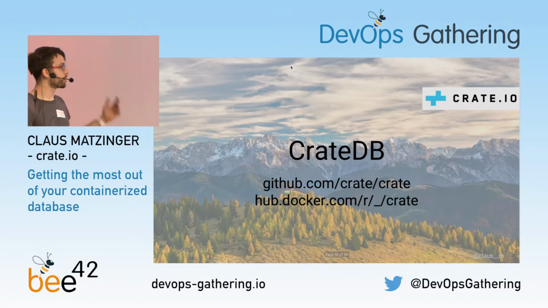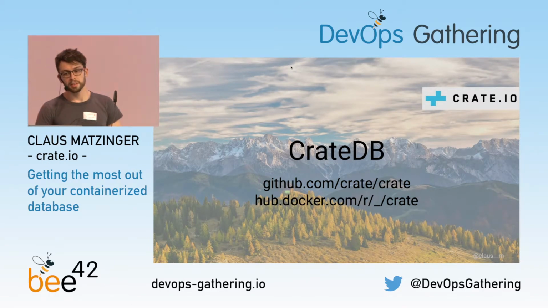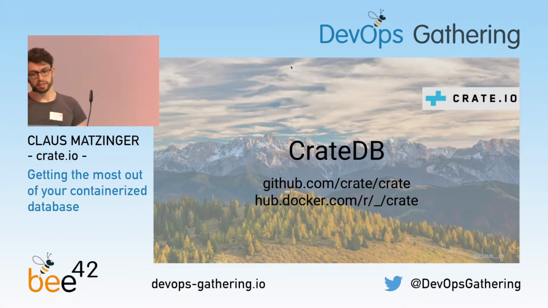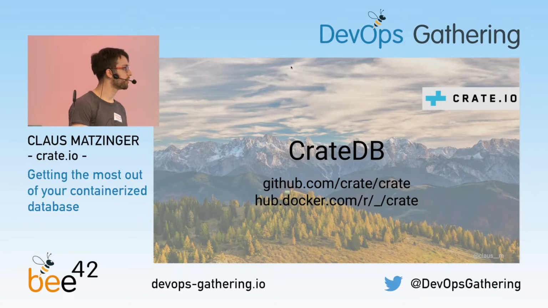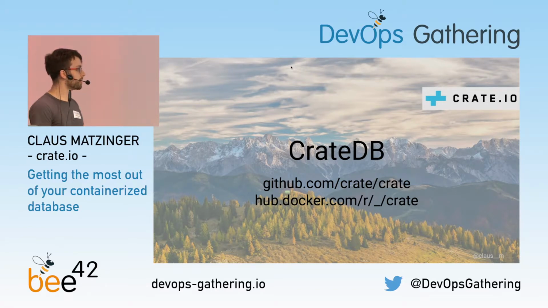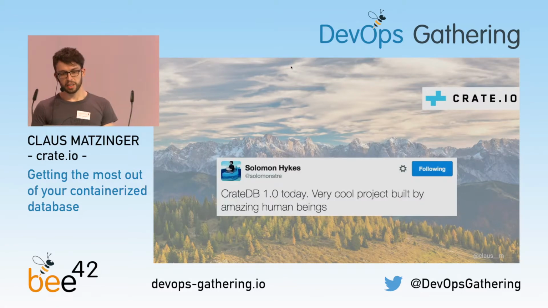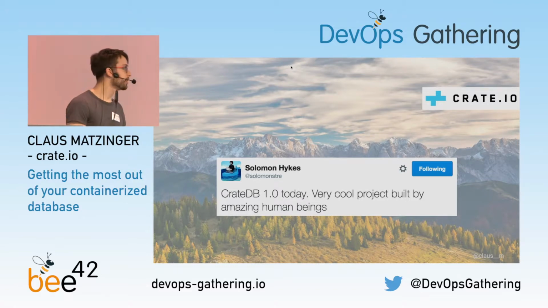We have chosen to create our own flavor, and this is CrateDB. It's a distributed SQL database, so we want to combine the best of both worlds here. It's open source on GitHub and on Docker Hub, of course. We had our release in December, and a few fans from the Docker community reacted.